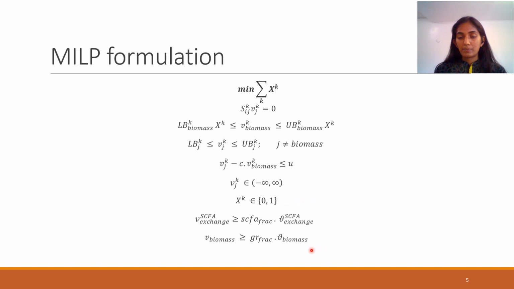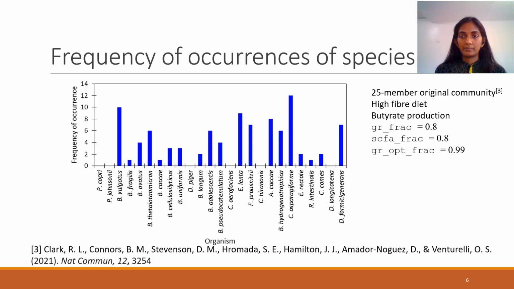These are the constraints specified by the large community. The exchange flux of an SCFA has to be greater than or equal to a fraction of the SCFA exchange flux in the large community. The biomass flux in the minimal microbiome has to be greater than or equal to a fraction of the biomass flux from the large community.